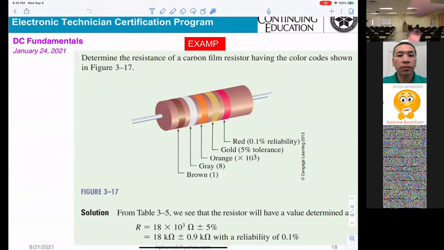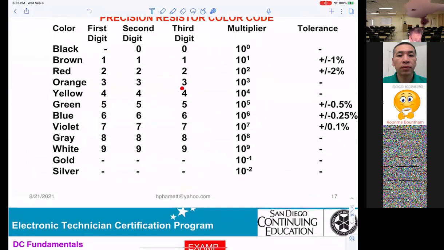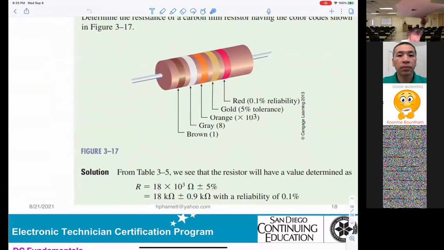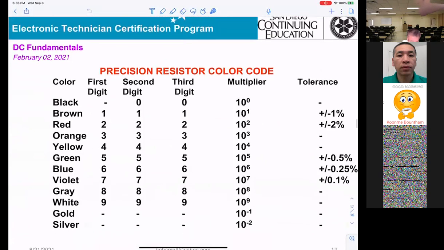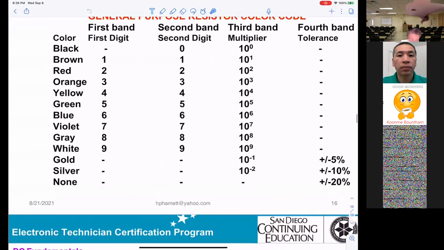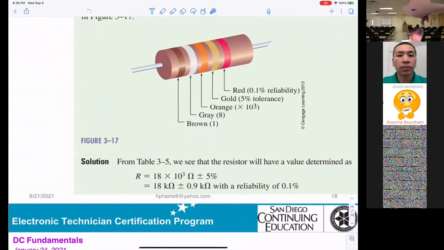The next, the third band, is the multiplier, orange. Orange is number 3, which means 10 to the power of 3, so it will be multiplied by 10 to the power of 3. And the last one, gold, is the tolerance. If you look at the tolerance, you can see gold is plus minus 5%. So the answer is 18 times 10 to the power of 3 ohms, equivalent to 18 kilo ohm, plus or minus 5%.